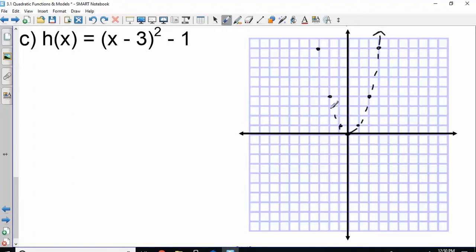So parent function, anytime I ask you to graph something with transformations, I give you a point for doing the parent function. So you have to do that part. Then, what's my minus 3 doing? And the minus 1, down 1. So if I go right 3, down 1. Minimum of 3 points, but you can always do more.